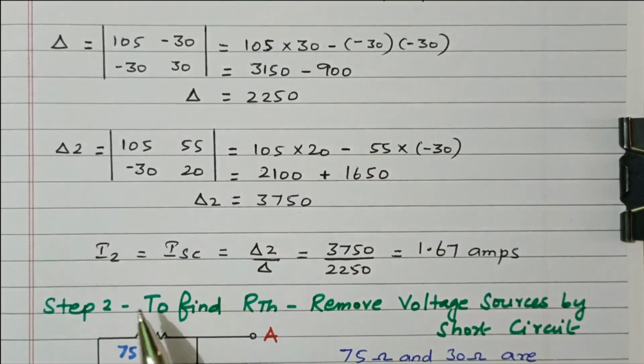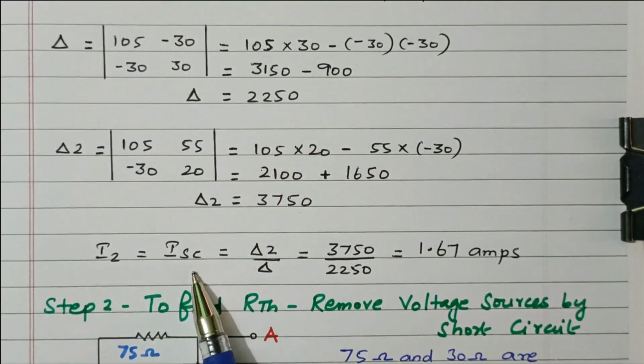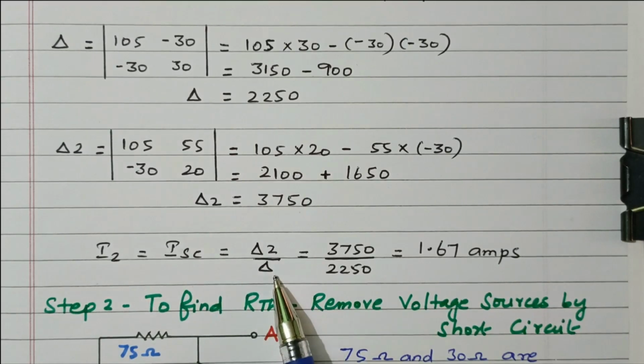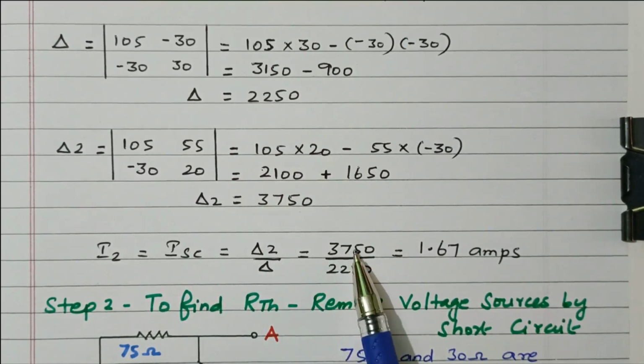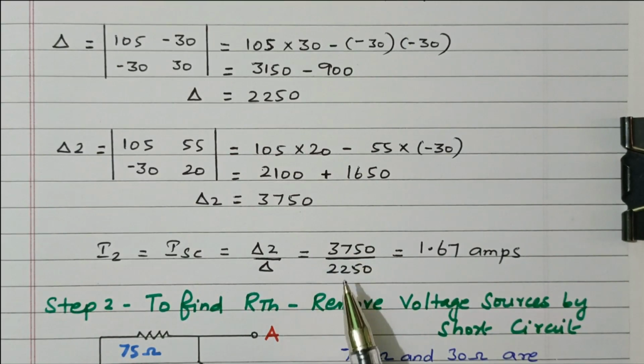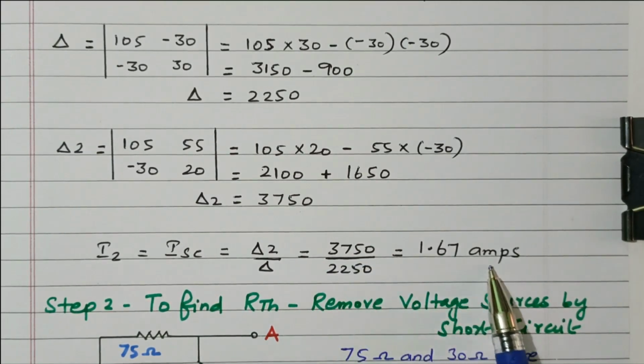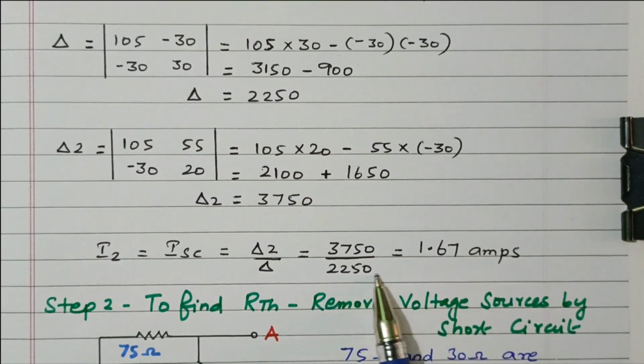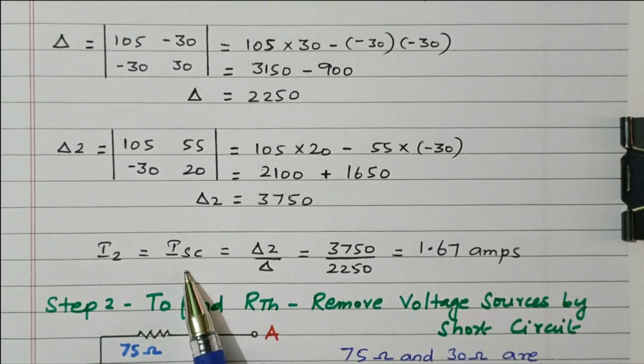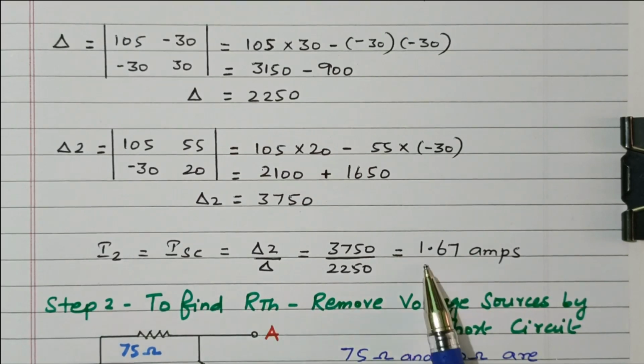Delta 1 is not needed. So I2, which is nothing but ISC, is equal to delta 2 divided by delta. 3750 divided by 2250 is equal to 1.67 amperes. So the short circuit current in the equivalent circuit, that we need, is 1.67 ampere.